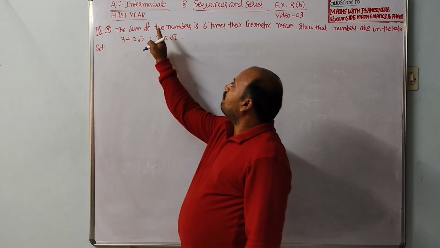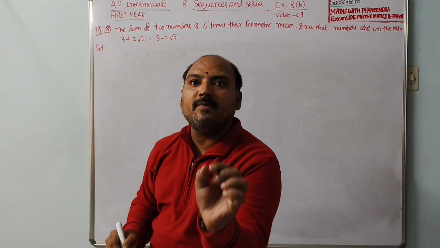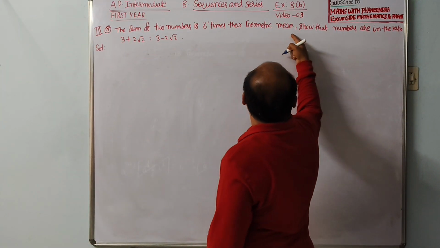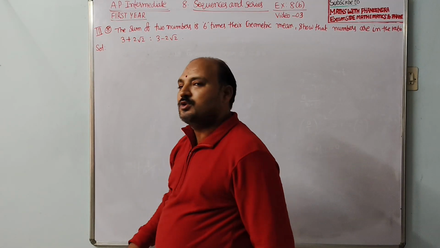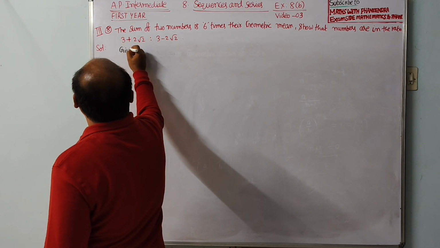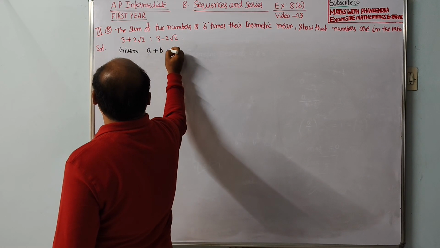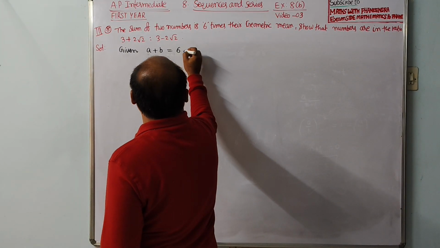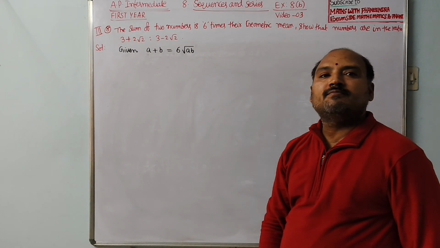See here, the sum of two numbers is 6 times their geometric mean. Suppose the two numbers are a and b, whose geometric mean is root ab. So, show that the numbers are in the ratio 3 plus 2 root 2 is to 3 minus 2 root 2. So, the sum of two numbers is given. Let the numbers be a and b, just I am writing, a plus b. The sum of the two numbers is 6 times the geometric mean of the two numbers.